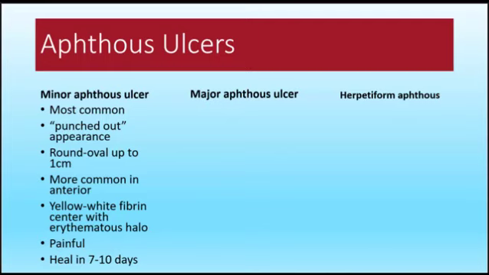With minor aphthous ulcers, you're going to see a yellow-white fibrin center with an erythematous halo. They may have a punched out appearance, and they're more common in the anterior. You'll see them commonly on the lips and the buccal mucosa, in the vestibule. They're pretty painful, so it may inhibit your ability to provide treatment. And it takes about 7 to 10 days to heal. So if you see an aphthous ulcer on your patient, you want to try to avoid touching or stretching that area as much as possible because it is very painful and you can just cause more inflammation.